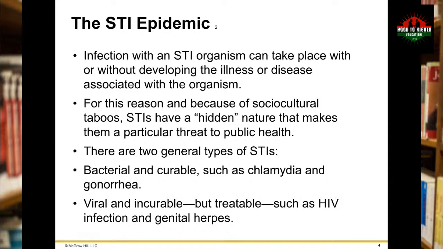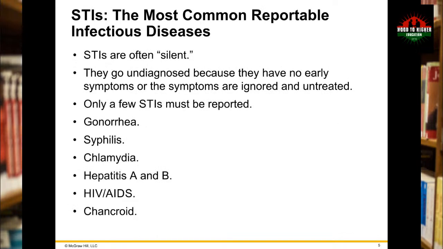There are two general types of STIs. The bacterial ones are curable, such as chlamydia and gonorrhea, which have become very common in today's society, whether we like it or not. So you have to use protection if you haven't had that conversation with your partner. The viral ones are incurable but treatable, such as HIV infection and genital herpes. So we're going to talk about some of the differences between those.